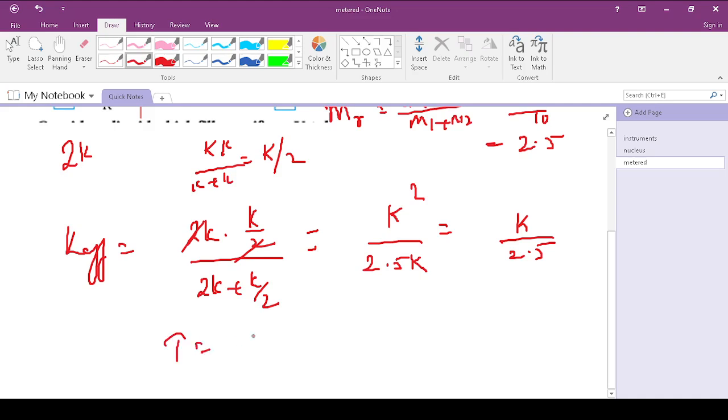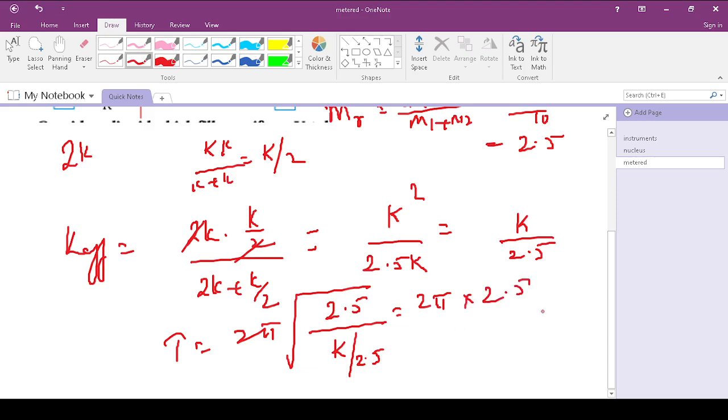So the time period would be, the reduced mass has come 2.5, coming by 0.5. So pi 2.5 square, it becomes 0.5. K value is 25 pi square, pi. So pi and pi are gone. Finally, your answer is 1 second.